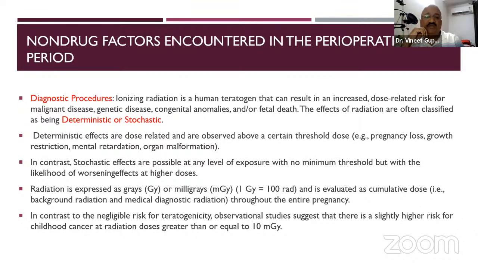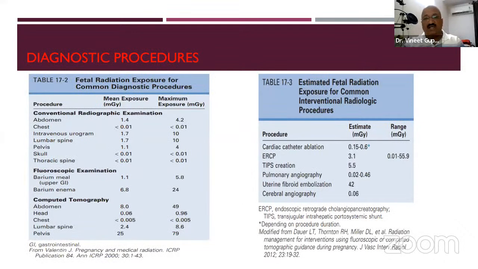In contrast to the negligible risk of teratogenicity, observational studies suggest that there is a slightly higher risk for childhood cancer at radiation doses greater than or equal to 10 milligray. So 10 milligray is a very important figure. I will show you a few charts of commonly done exposures during pregnancy, possible pregnancy and possible exposure, and how 10 milligray is relevant.